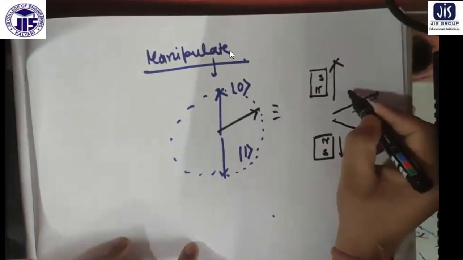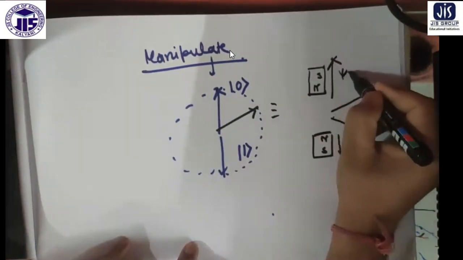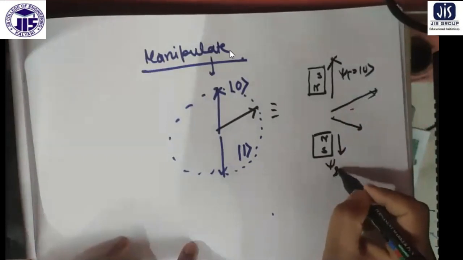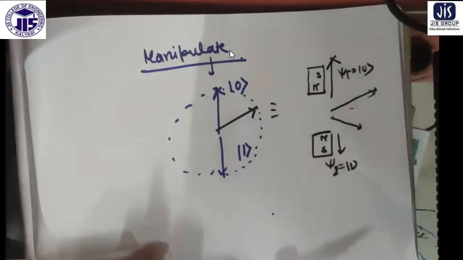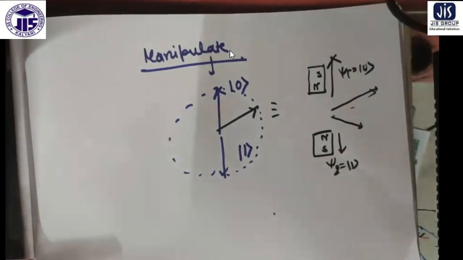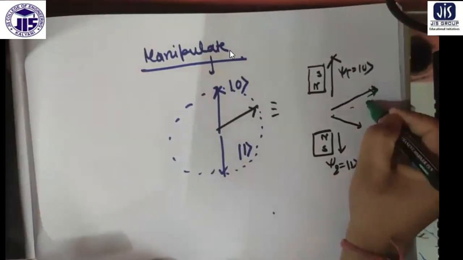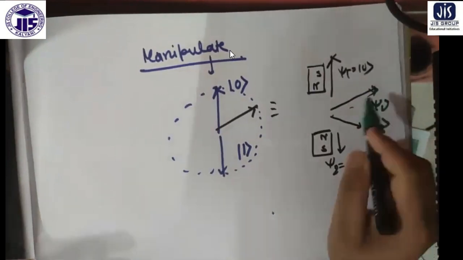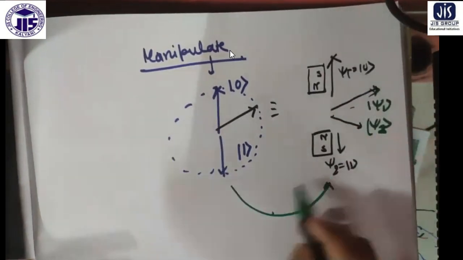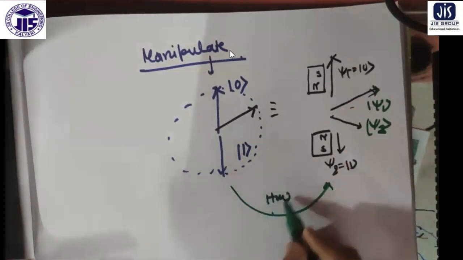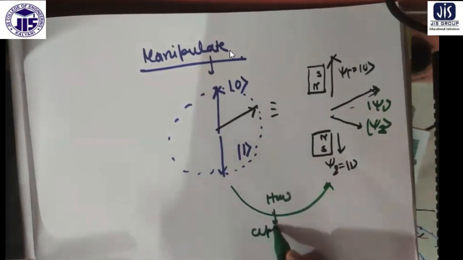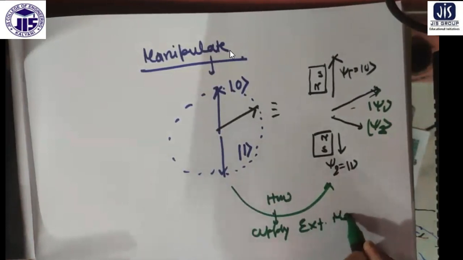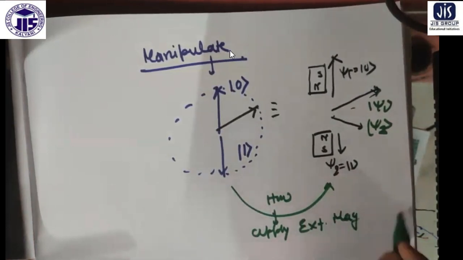These are intermediate states. This will be 0. This will be 1. But these states are important. Now the question is, how do you get it? The answer is that you apply an external magnetic field, because here I am talking about the magnetic property.